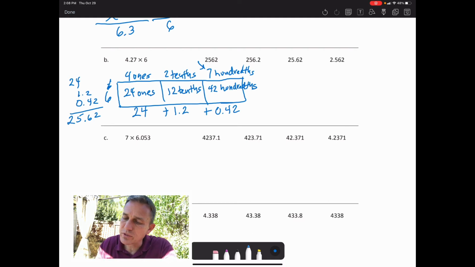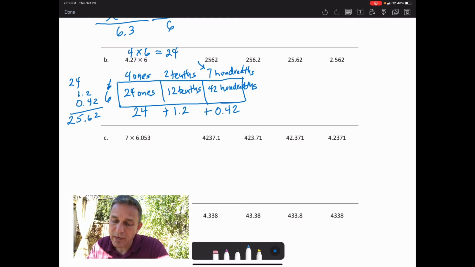Now the other thing I want to do is estimate the product and compare my estimation with my answer. So 4 and 27 hundredths is close to 4. So 4 times 6 equals 24. If I compare that to my answer, it seems reasonable. So if I had to pick out of these 4 possible answers, there is my answer, which is the third one. It also is because this is the closest one to 24.